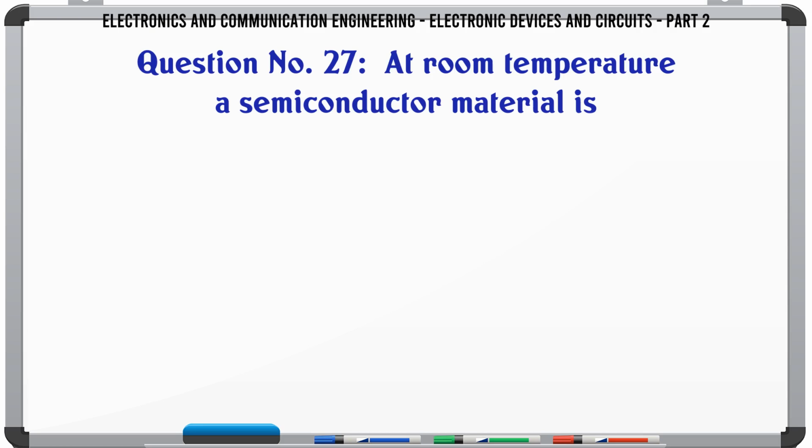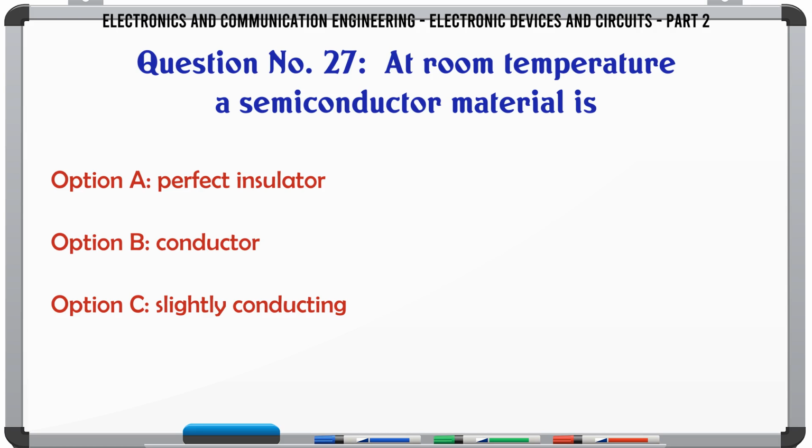At room temperature, a semiconductor material is: A, perfect insulator; B, conductor; C, slightly conducting; D, any of the above.